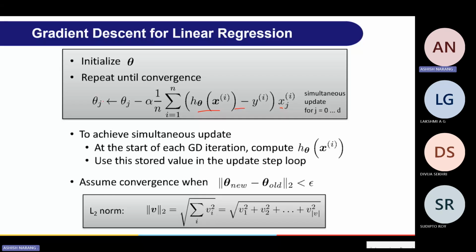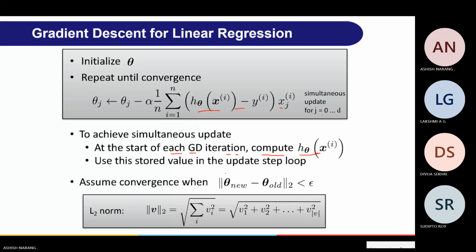So if you want to put it for theta 1: theta 1 minus alpha 1 by n h theta, then you take this as x1, the first feature. Then next time for theta 2, it will be x2. Then theta 3, it will be x3 and so on. So I am going to update the weight corresponding to a particular feature. At the start of each gradient descent iteration, compute h theta xi and use the stored value to update the step loop.